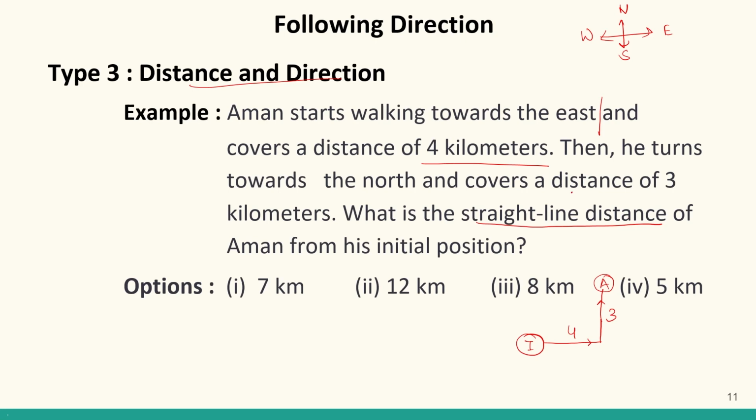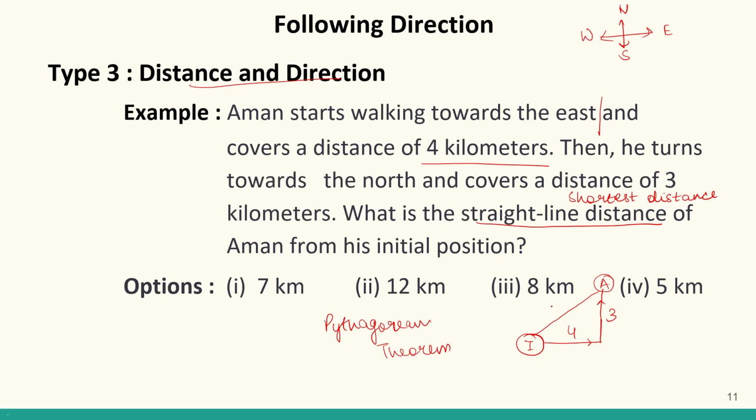Straight line distance basically means the shortest distance. This is the other word. So in a question, if you see you have to find the straight line distance, that means you have to find the shortest distance. And for that, we just discussed it, right? We use the concept of the Pythagorean theorem.